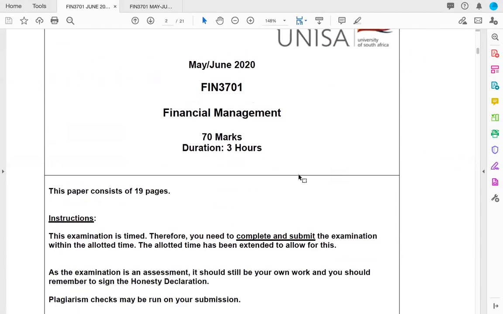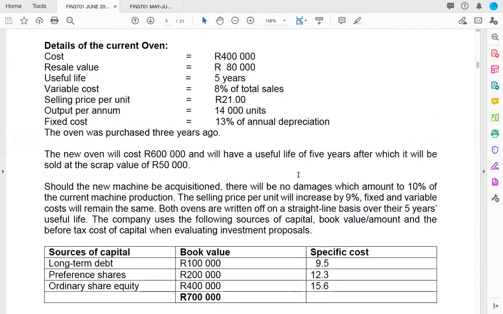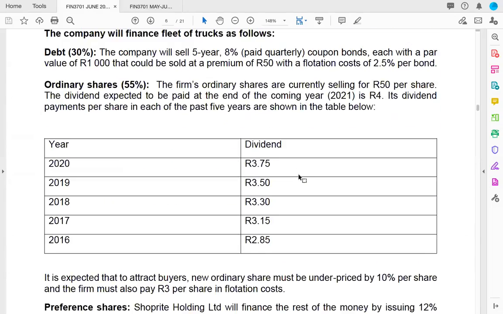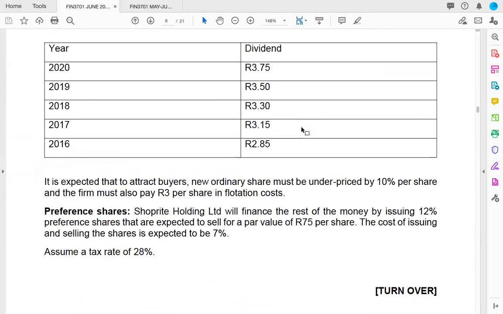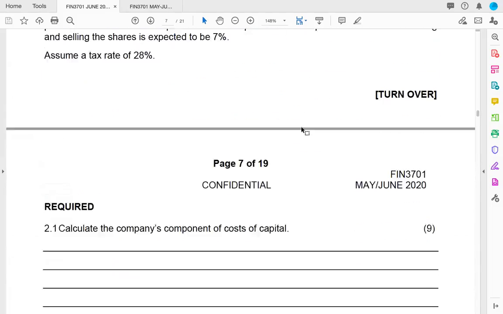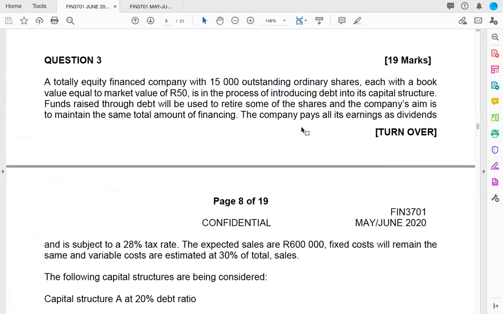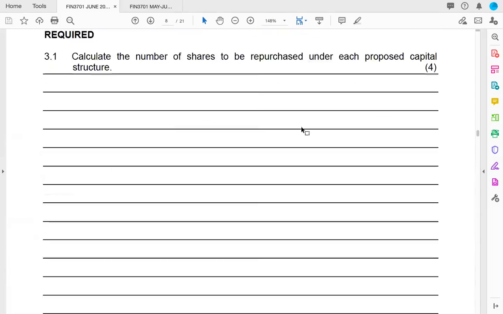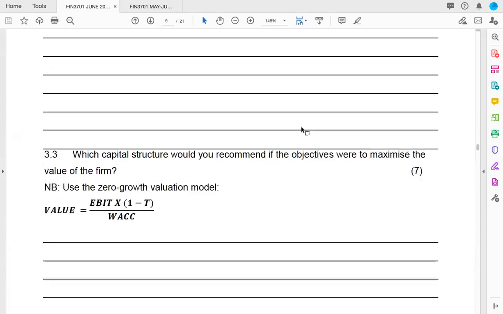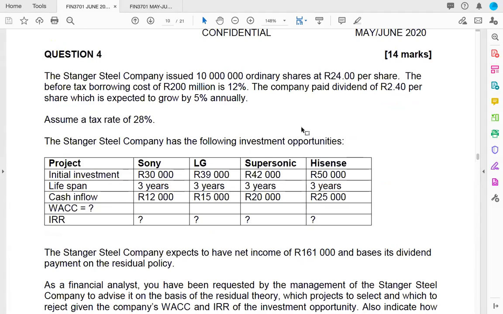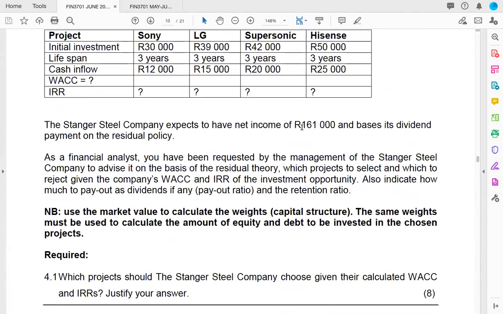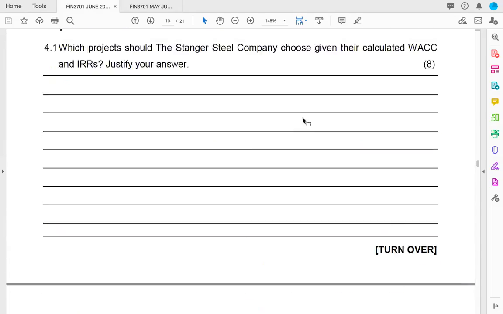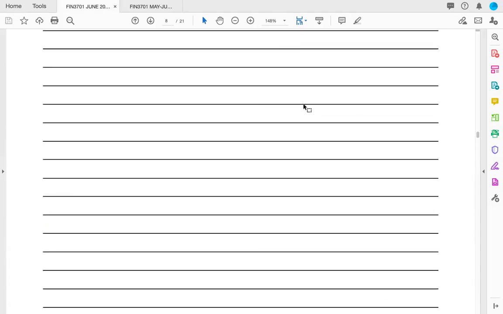So this paper was a 3-hour paper and it was made up of 4 questions. The first question was on capital budgeting. The second question was on cost of capital. The third question was on capital structures, comparing different capital structures. And the last question involved the investment opportunity schedule and also the residual theory of dividends.